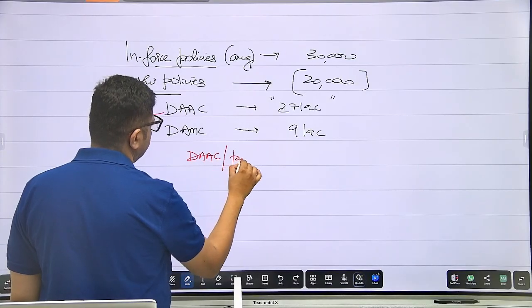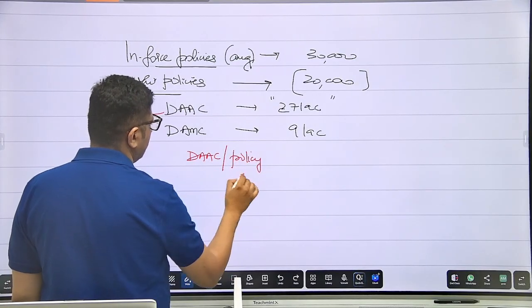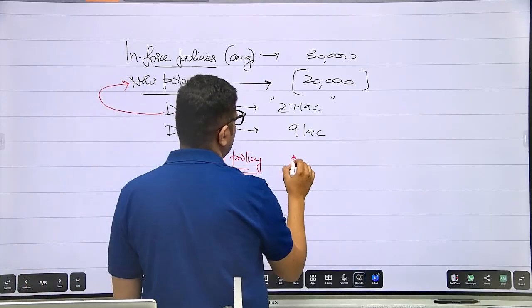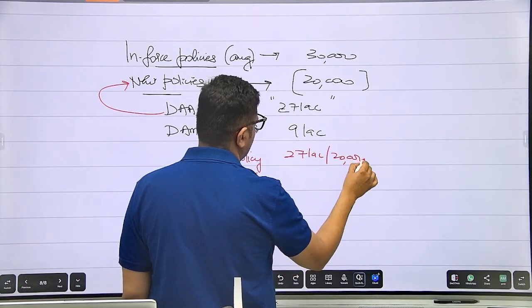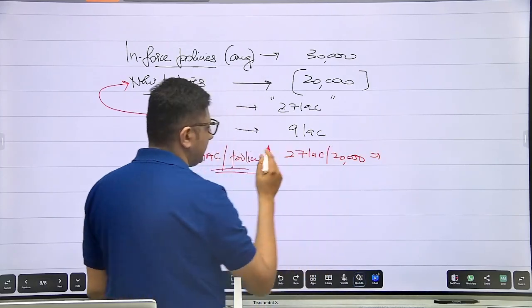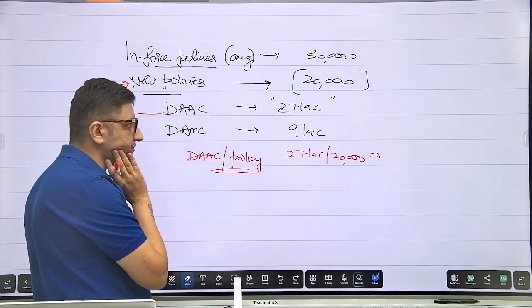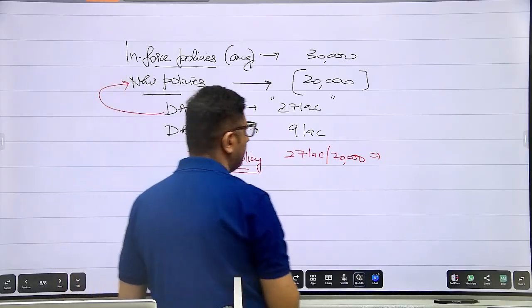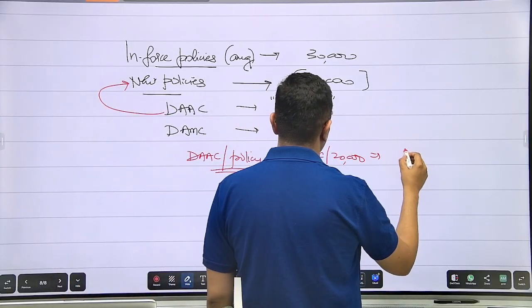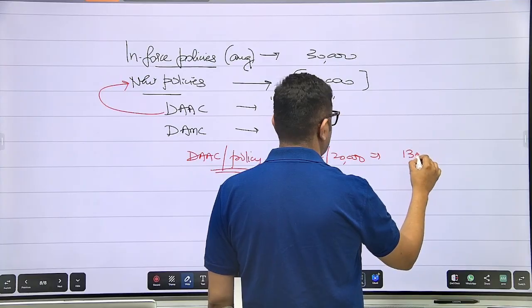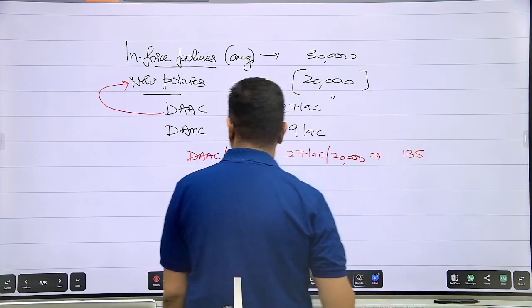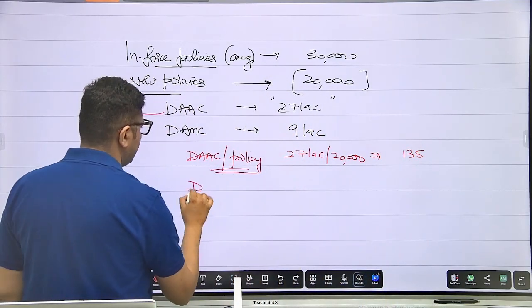DAAC per policy, that would come to 27 lakh divided by 20,000, whatever that number is. That is like what? 5 zeros, 4 gone. You're talking about 270 by 2, which is 135.